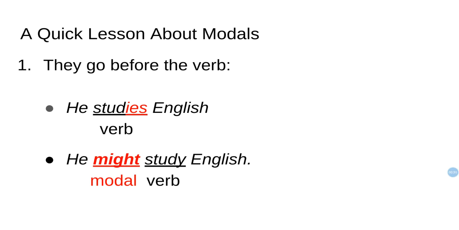First, they go before the verb. I might say he studies English, but if I add the modal might, I add it before the verb. So he might study English. Okay? They always go before the verb.